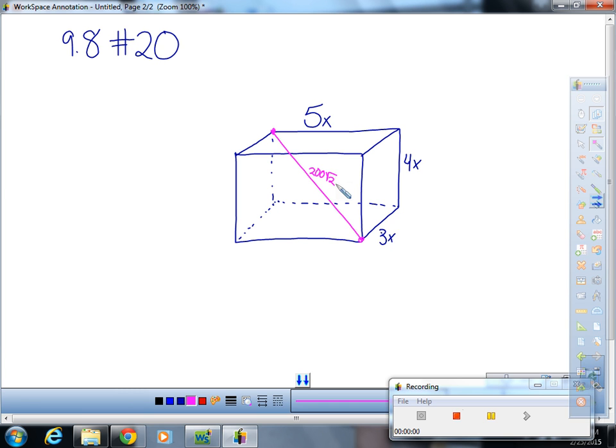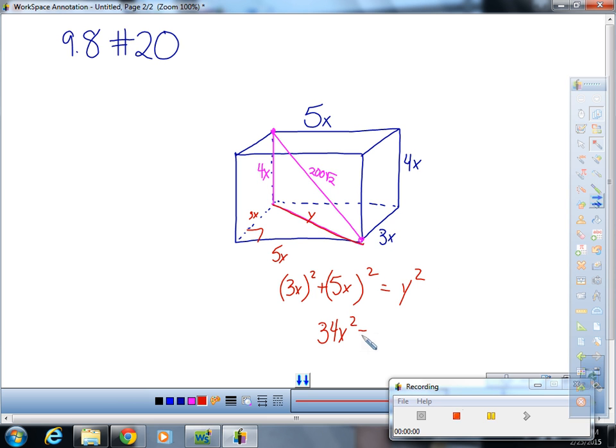Okay, well, again, we know this pink line over here is 4x. What we need to find is this red diagonal of the base, and we need to find it in terms of x. So, remember that this is a right angle, it's a rectangular solid, and this here is 3x, and this is 5x. So I'll say 3x squared plus 5x squared is equal to, we'll just call that y for now, y squared. So you get 9x squared plus 25x squared, and that is 34x squared is equal to y squared.